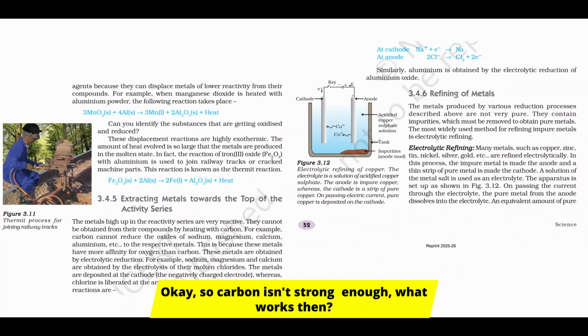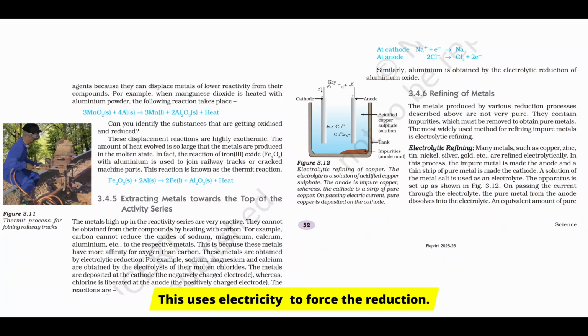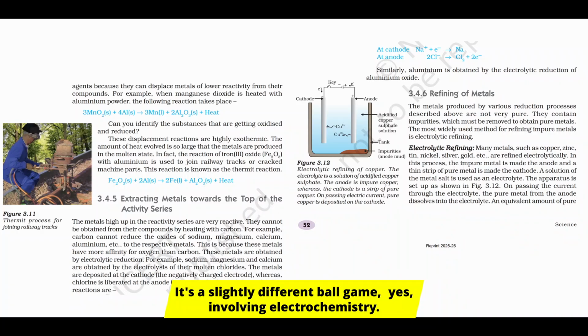Okay, so carbon isn't strong enough. What works then? For these highly reactive metals, we have to resort to a more powerful, though often more energy-intensive method, electrolytic reduction. This uses electricity to force the reduction. It's a slightly different ballgame, yes, involving electrochemistry.